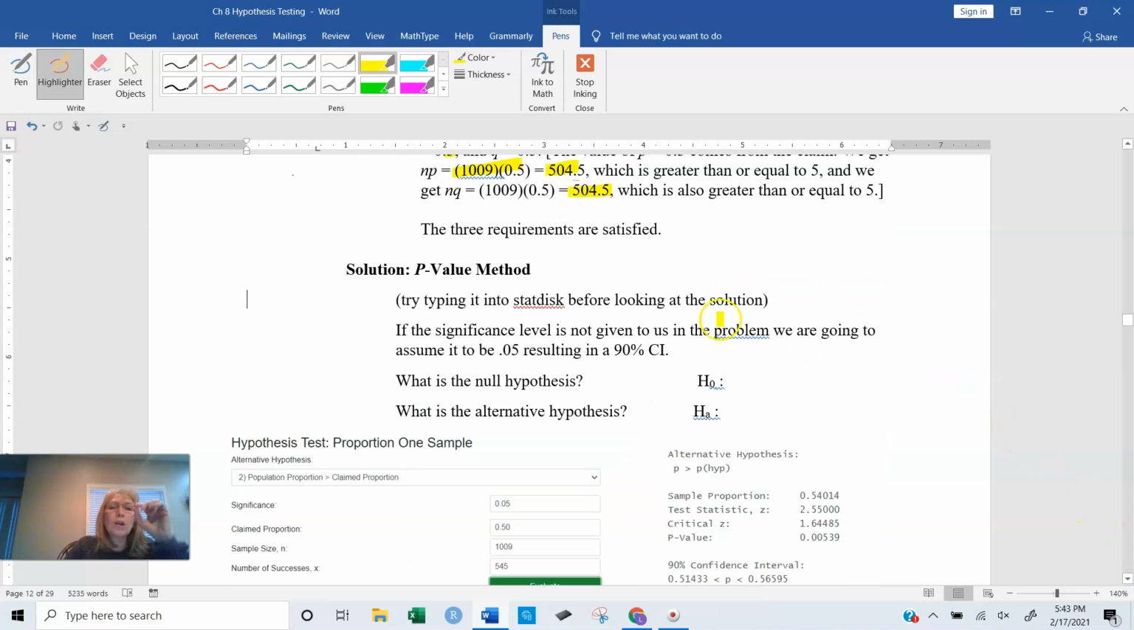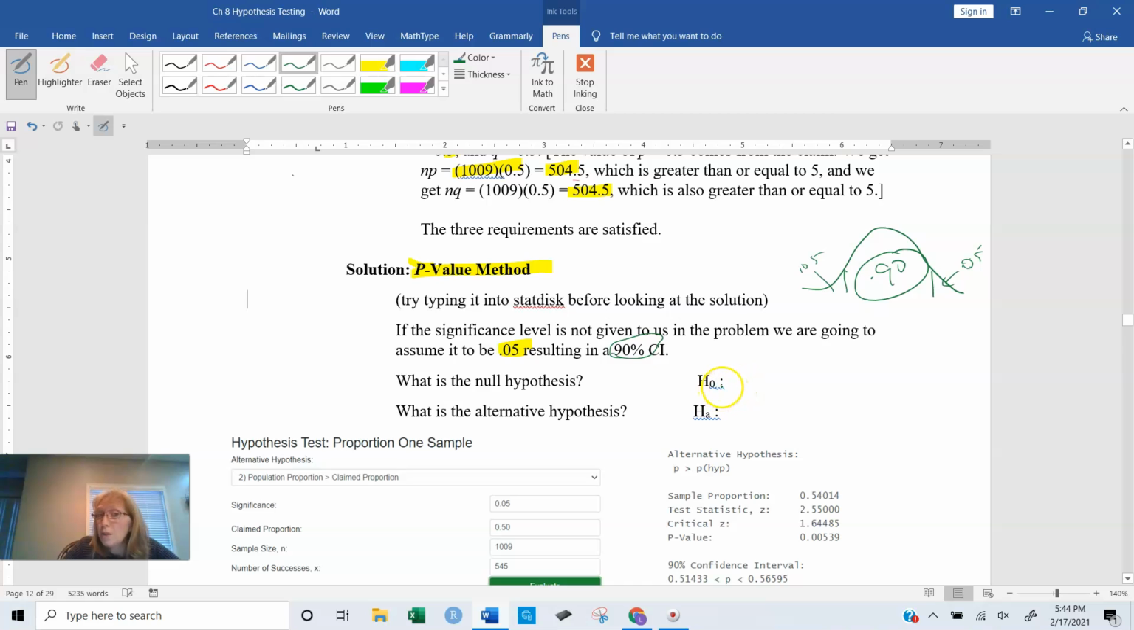All right, first we're going to start with the p-value method. The p-value method is where we're going to use StatDisk. The significance level, if it's not given to you, we're going to use 0.05. Now, what this actually gives you is a 90% confidence interval. The reason is that the 0.05 is on both tails. So there's 0.05 here and 0.05 here, which gives you 90% in the middle for our confidence interval.